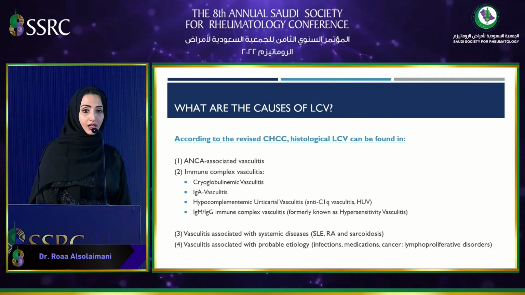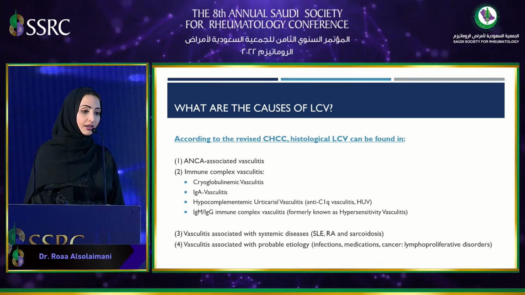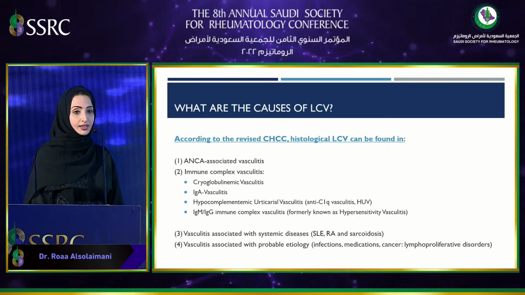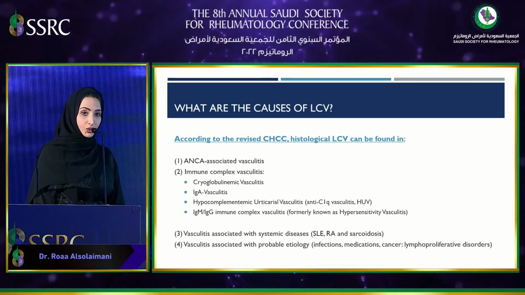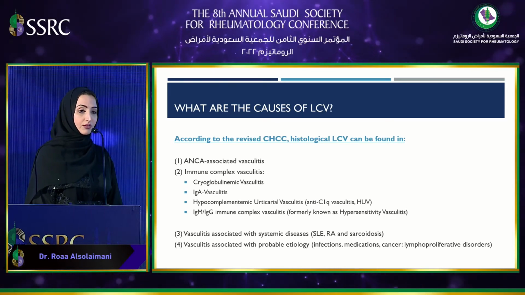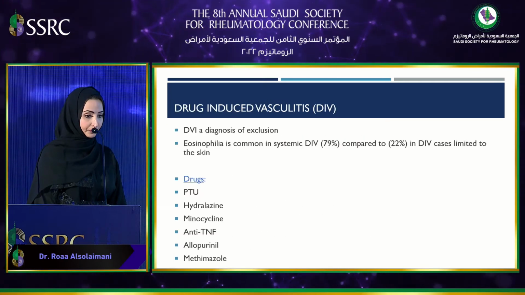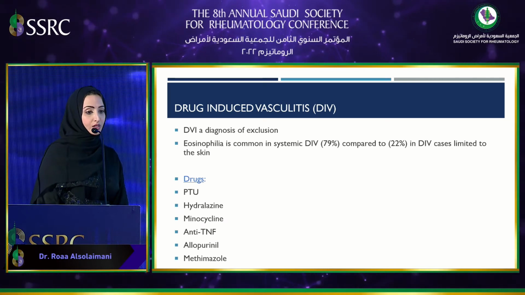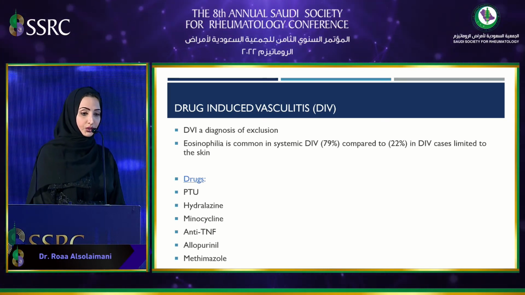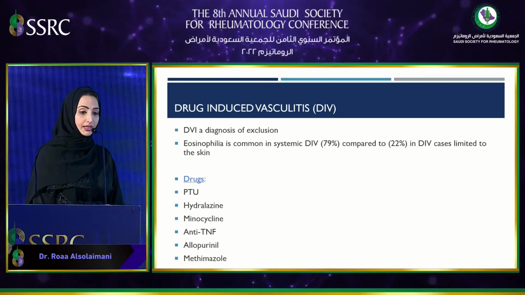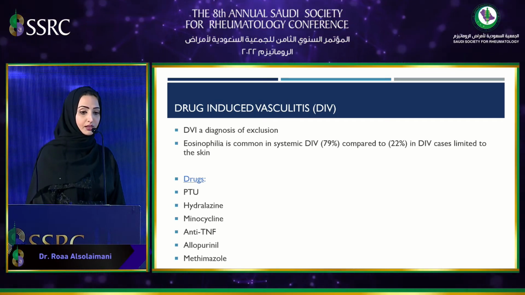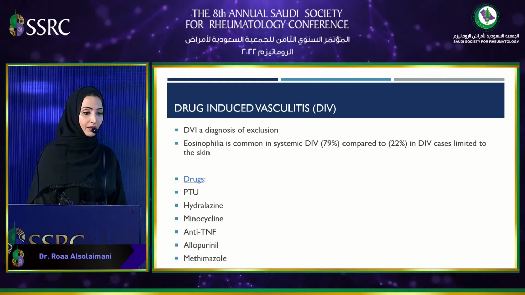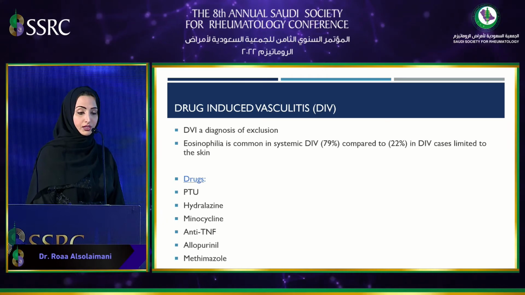So the causes based on the Chapel-Hill criteria are ANCA vasculitis, immune complex vasculitis, vasculitis associated with a systemic disease, or vasculitis associated with a probable etiology such as infection, cancer, or medication. So drug-induced vasculitis is a diagnosis of exclusion. Eosinophilia is common in systemic drug-induced vasculitis and is seen in 79% compared to 22% in patients with skin-limited drug-induced vasculitis. And here are some of the medications that may induce vasculitis in the skin.